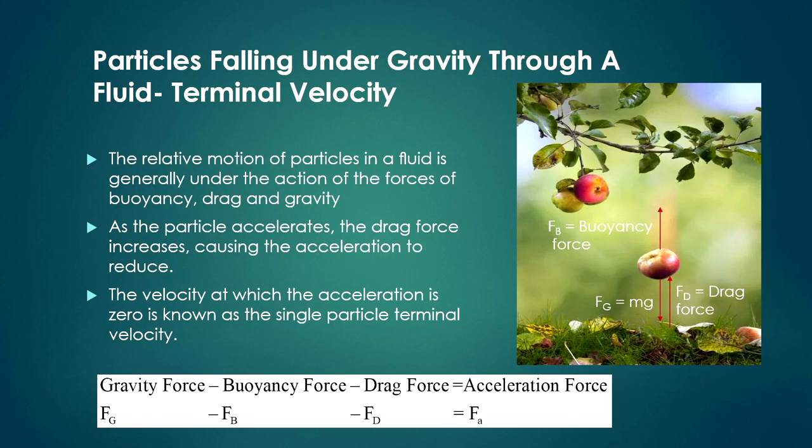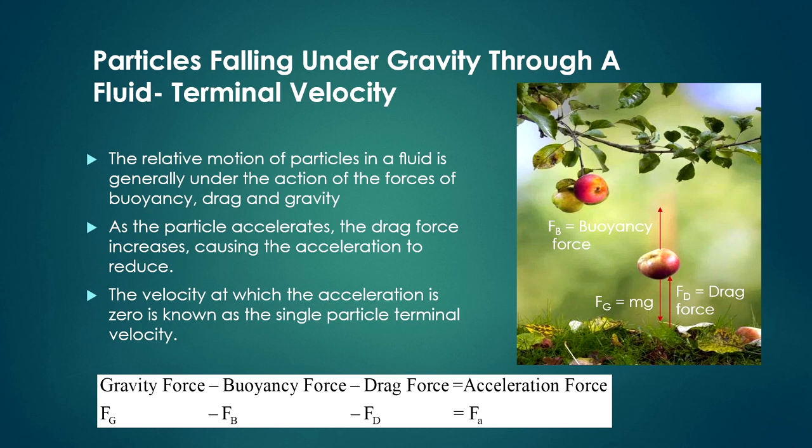When this drag force increases continuously, at a certain time the particle's acceleration will decrease. The velocity at which the acceleration is zero, that means there is no acceleration, that velocity is called the single particle terminal velocity. So we have these three forces to represent the single particle terminal velocity, and these three forces act in such a way that there is no acceleration. At that point the particle gains a steady speed, and that steady speed is called the terminal velocity.